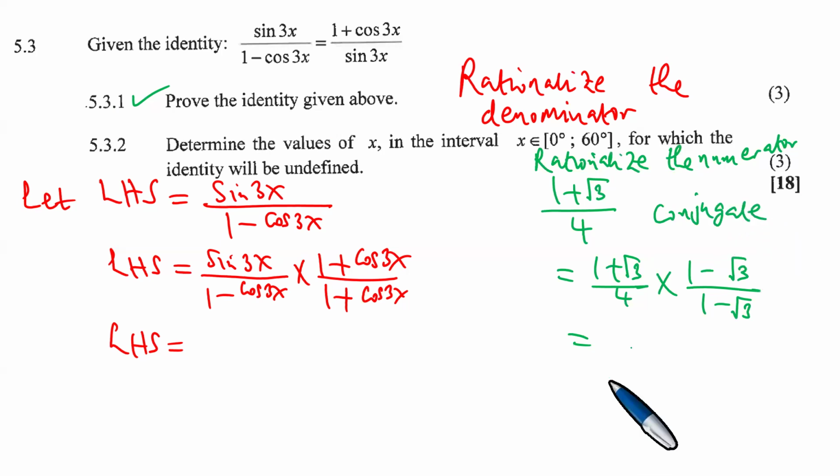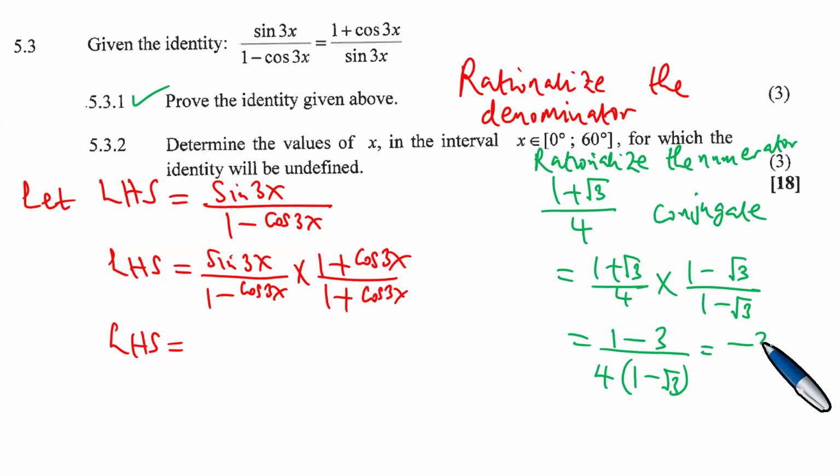If you multiply by the conjugate, you change the sign in the middle, and then 1 by 1 is 1. Then multiply the square root of 3 by negative square root of 3, and you get 3, right? And you have 4 times 1 minus the square root of 3. Just doing this for anyone who is interested in knowing the answer: 1 minus 3 is minus 2, over 4 open bracket 1 minus the square root of 3.